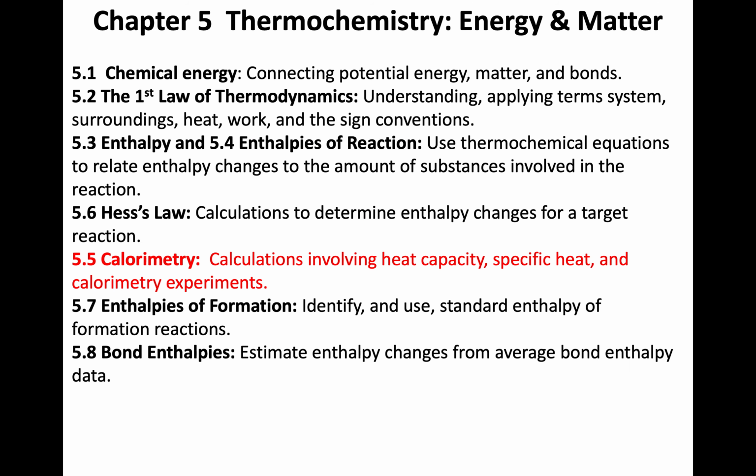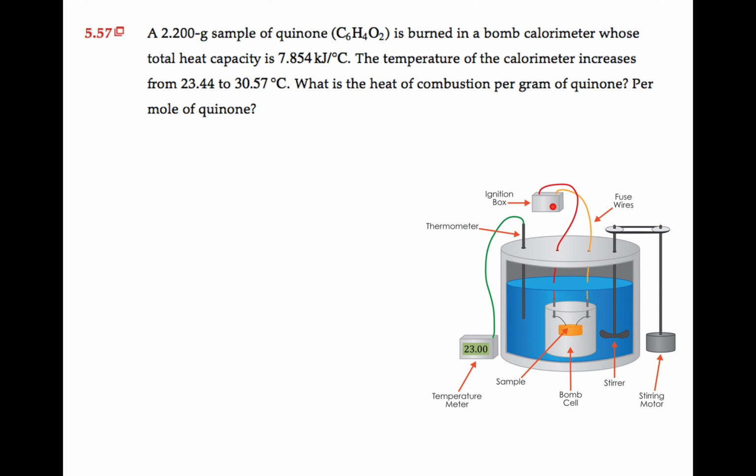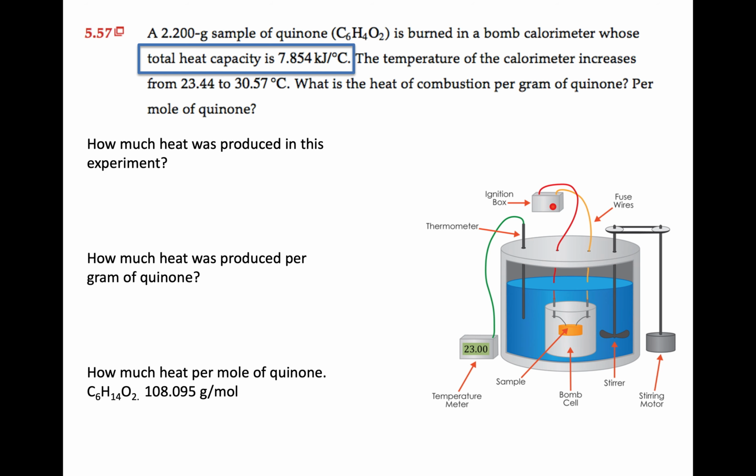The topic of calorimetry. That's where we introduced ideas like heat capacity and specific heat. And oftentimes we looked at scenarios. Here was one such scenario. This one's involving heat capacity. Notice the units are kilojoules per degree. So a few questions for you. Given the scenario, how much heat was produced? How much heat was produced per gram? And how about then per mole?